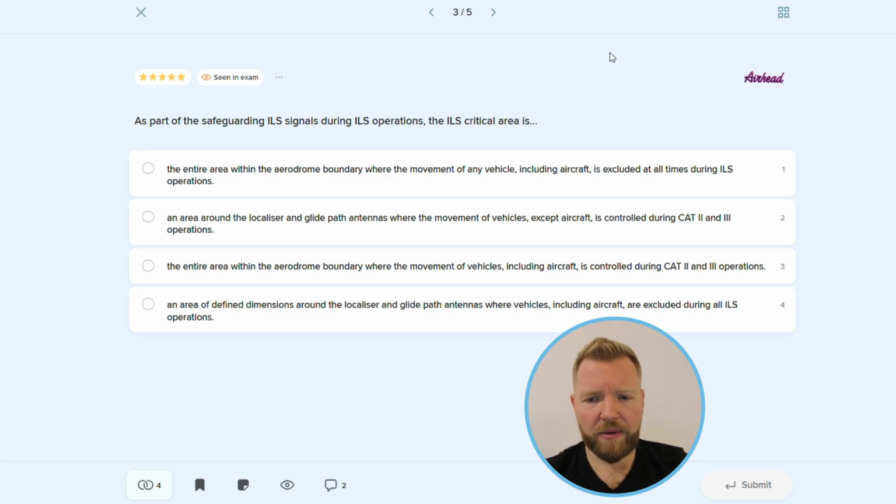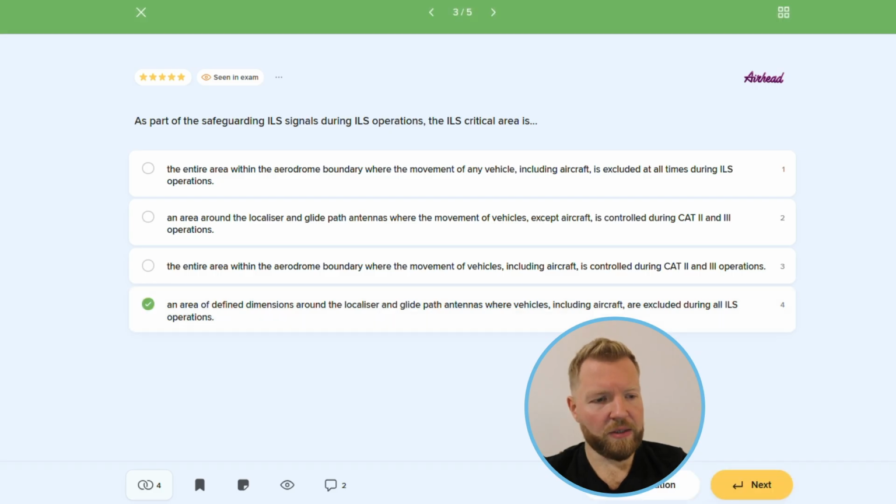So, going back to the definitions, the correct one will be in answer number 4. The ILS critical area is an area of defined dimensions around the localizer and glide path antennas where vehicles, including aircraft, are excluded during all ILS operations. And answer number 4 is correct.